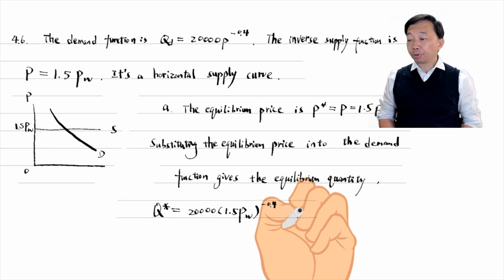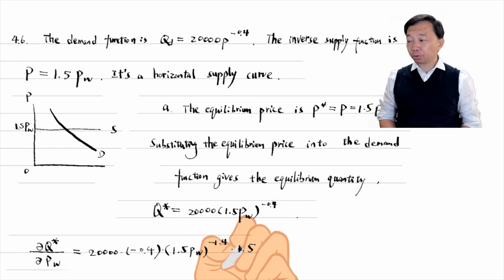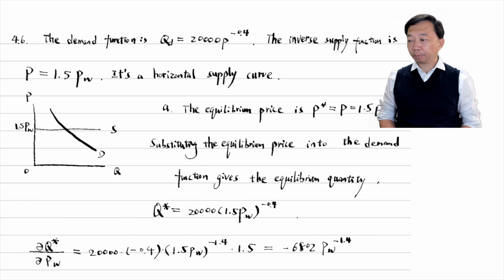Then we take the derivative of Q star with respect to PW. We find that the marginal change is a function of PW.